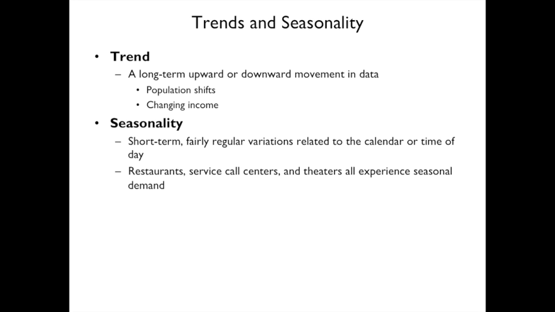You can also have seasonal variation during the week, where Monday there's fewer people at the restaurant, Tuesday there may be more, Friday there may be a whole bunch, Saturday, Sunday. You can sort of expect when things are going to be busy. And this can be with service call centers, theaters. The reason that you get a cheaper ticket during the day is because fewer people go then. So you can get a matinee because fewer people go. That's a seasonal variation, so they give you a deal.